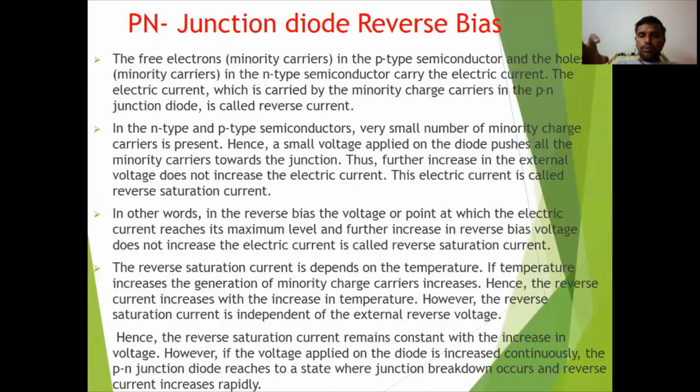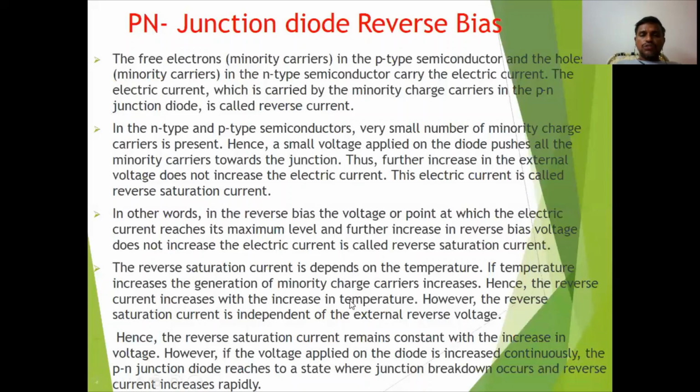That is, electron-hole pair generation is taking place in both the p-type and n-type materials. Due to that, the minority charge carrier concentration will increase. Therefore, if the minority carrier concentration increases, automatically the minority current will increase, or the reverse saturation current will increase. By conclusion, the reverse saturation current depends only on the temperature. It cannot depend on the applied external bias.